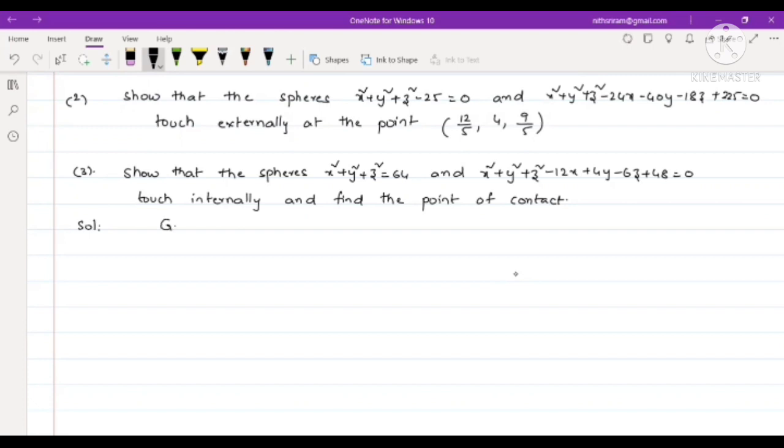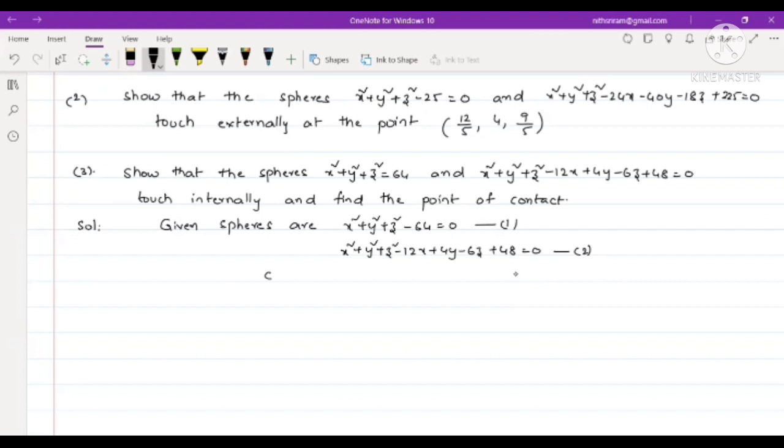So first of all we have to write the given spheres. The given spheres are x square plus y square plus z square minus 64 is equal to 0. This is the first one, and x square plus y square plus z square minus 12x plus 4y minus 6z plus 48 is equal to 0. This is the second one. Now we have to find the centers as well as the radius for both the spheres.